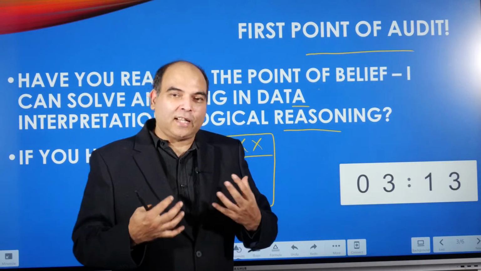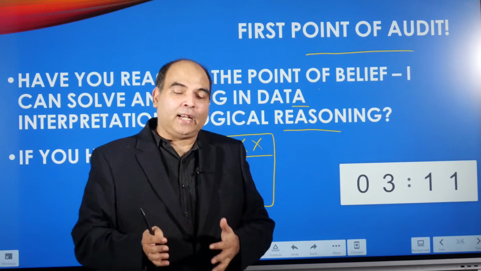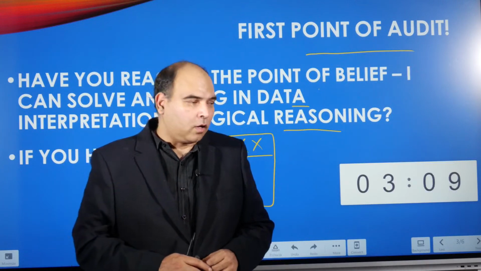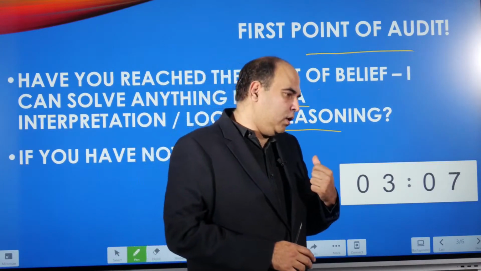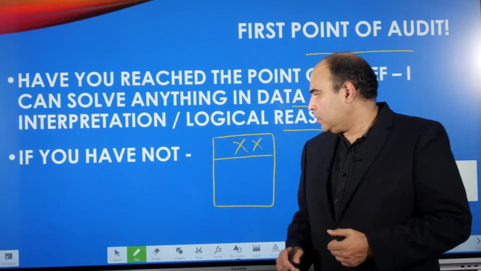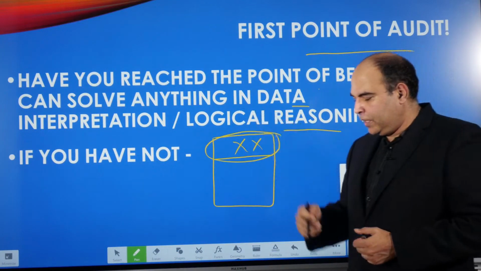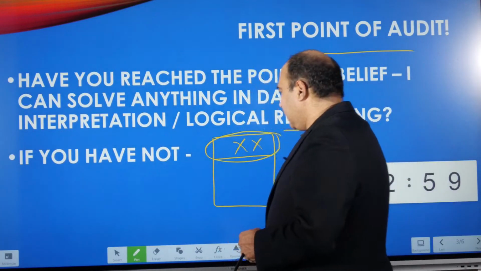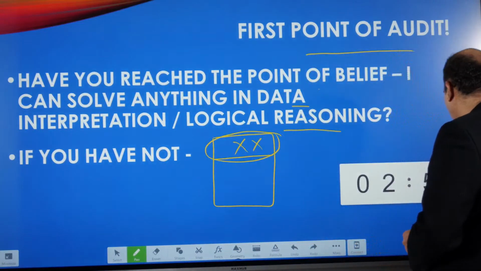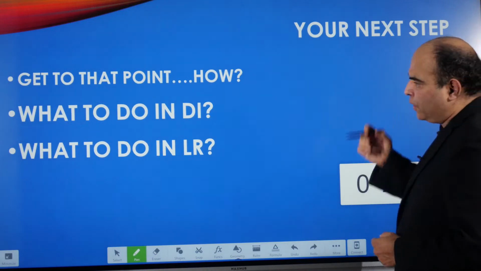So the pressure starts intensifying, and if it happens the second time, the paper is basically gone. So you'll have to learn to turn these around specifically. If you have reached this point in data interpretation or logical reasoning, then it's good, then it's fine. But if you have not reached this point, you have to get to that point.